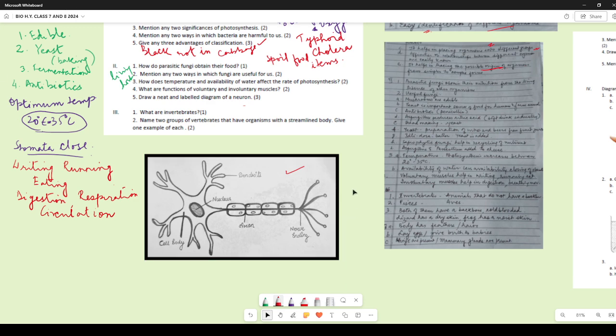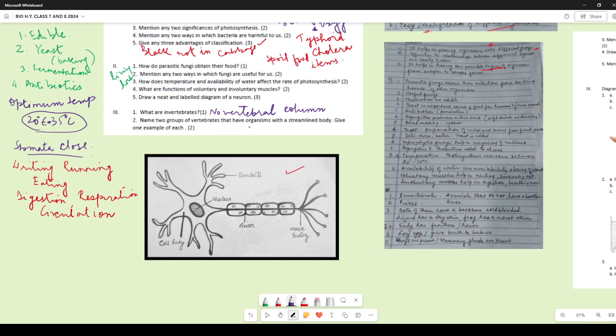Now let us talk about what are invertebrates. As the name itself suggests, when the vertebral column is absent, so no vertebral column, those organisms in which the vertebral column is absent are called invertebrates.